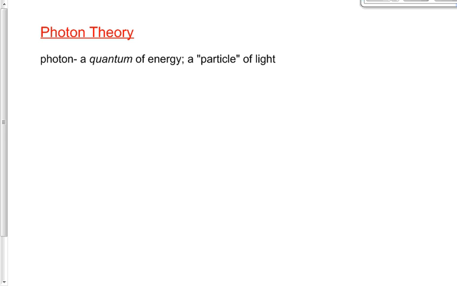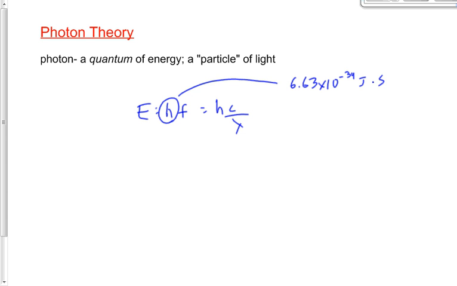And we describe the particle nature of the light using photon theory, photon being a quantum of energy or a particle of light. The energy of a photon is equal to h times f, or the energy of a photon could also be equal to hc over lambda. What's h? You don't have to tell me the value of it because we can look it up. It's a constant. We call it Planck's constant. In fact, it has 2 values: 6.63 times 10 to the minus 34 joule seconds, and 4.14 times 10 to the negative 15 electron volt seconds. Which one do we use? They're both on our data sheet, so which one do we use?